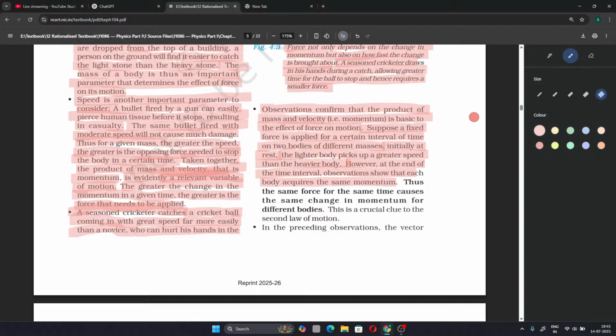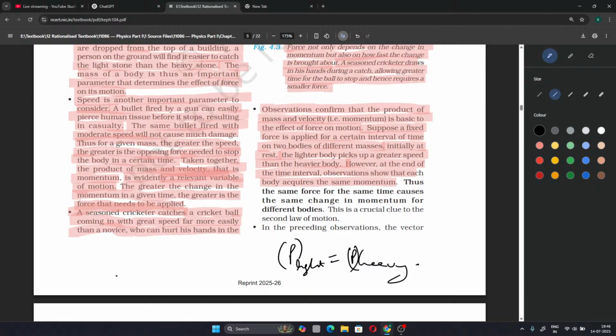We know that when we push a lighter body, it will gain faster speed. But when we push a heavier body, it will not gain much speed. So we can say the lighter body is faster than the heavier body when we are applying the same force. But studies show that the momentum gained by both the light and the heavy body is equal: P light equals P heavy. Both the momentums will be equal.